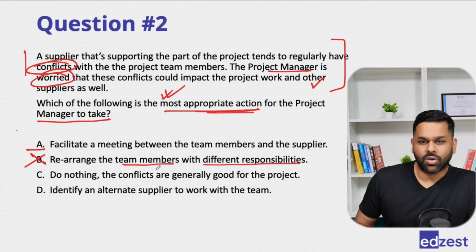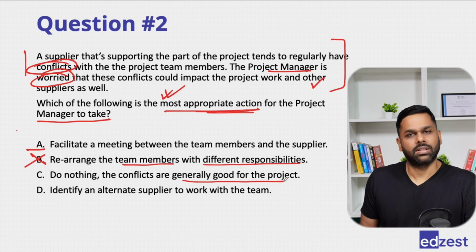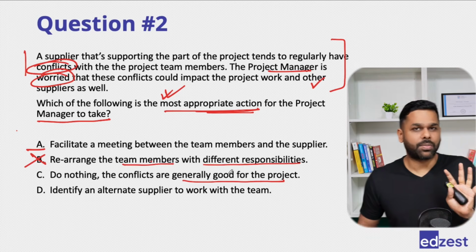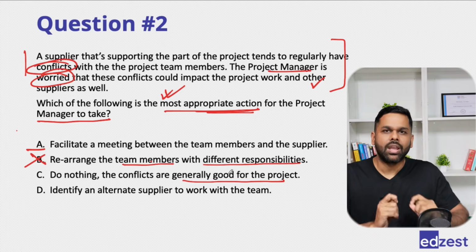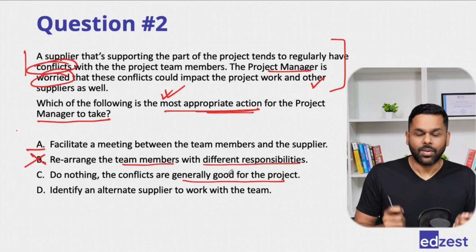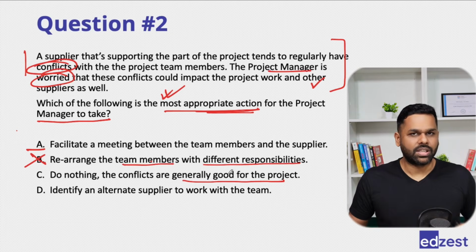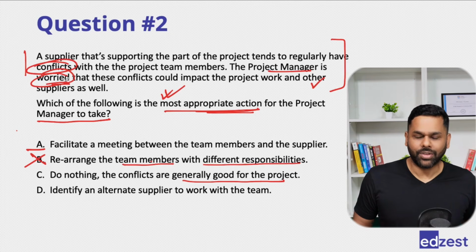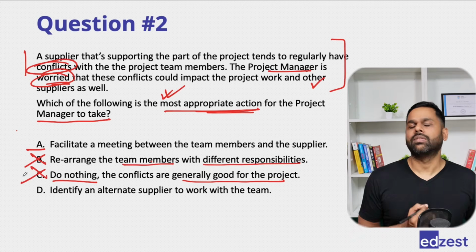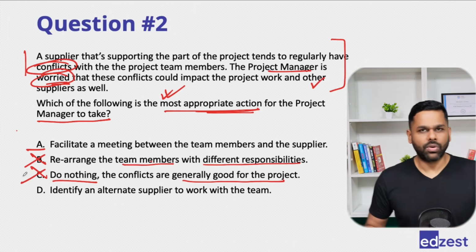Do nothing. The conflicts are generally good for the project. Yes, conflicts are generally good for the project because you need difference of opinion to be innovative and creative. But in this question, the project manager is also worried about something. If you are worried about something, how can you do nothing about it? Right? So not a good choice. We have eliminated it. Then we go to D.